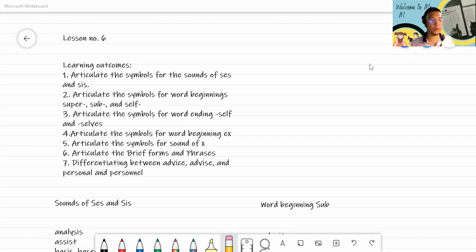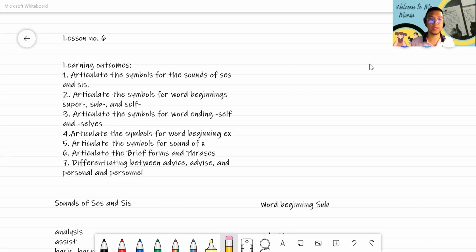So today I'm going to discuss lesson number 6. Before that, I'm going to read the learning outcomes. Number 1, we're going to articulate the symbols for the sounds of ses and sis. So we're talking about here the left ses and the right ses. And then of course we're going to articulate the symbols for the word beginning super, sub, and self.